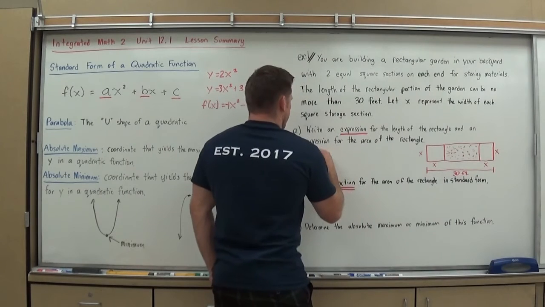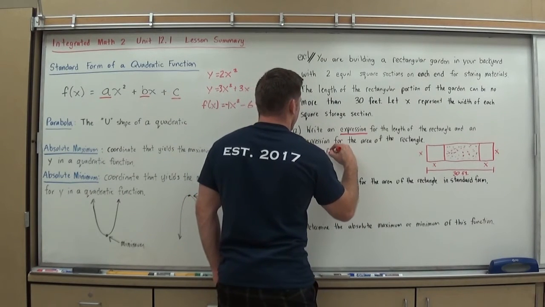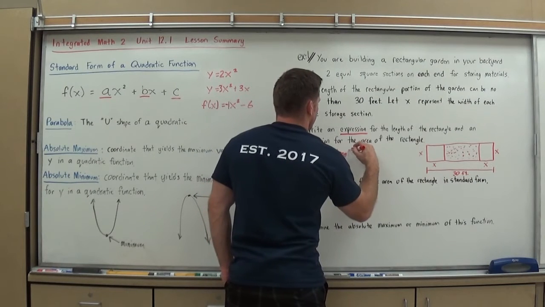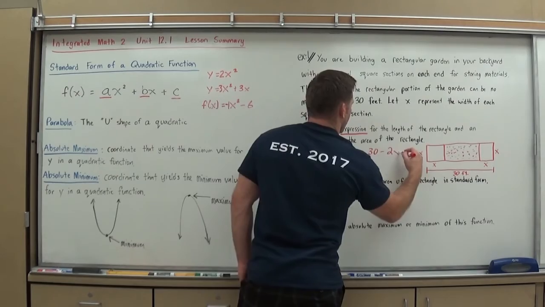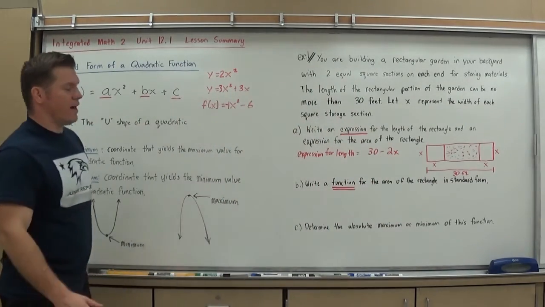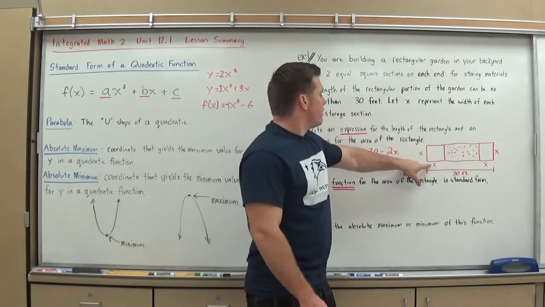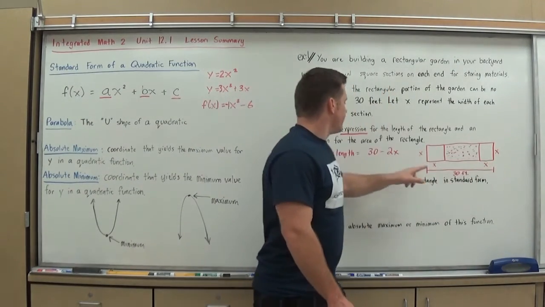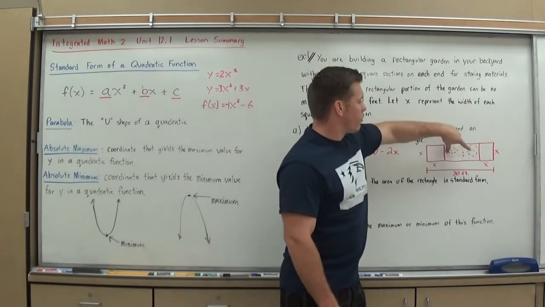So my expression for the length has to be 30 minus 2x, because that's all I have to work with. If I make x 5, then this x has to be 5. I've now used 10 feet. So 30 minus 10 means I only have 20 feet left.